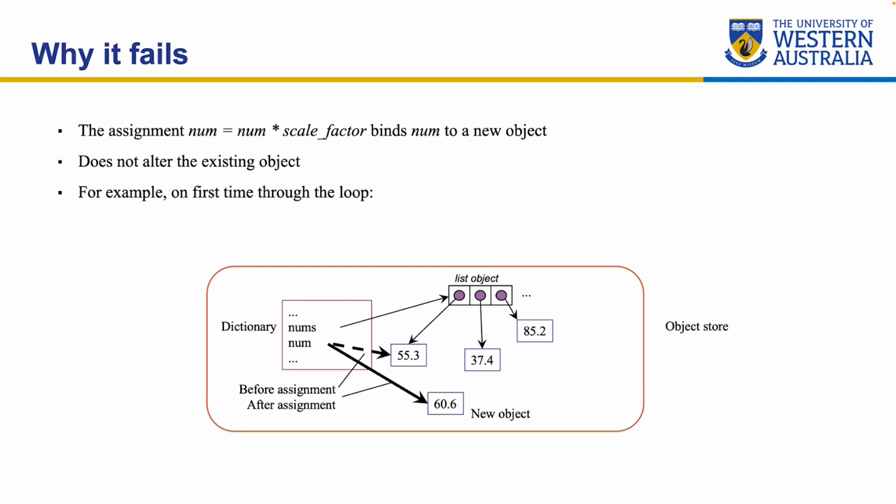So if you update the variable num, it was used to calculate 55.3 as the first object. When you say num equals something else inside the block in the for loop, what it is doing is actually updating what this particular variable num is pointing to. So it originally pointed to 55, but after the calculation is now pointing at 60.